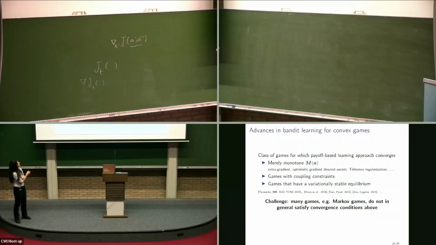Okay, and over the past years, there have also been many extensions relaxing, for example, strict or strong monotonicity for convergence. For example, looking at games whose gradient mapping is merely monotone, such as convex-concave zero-sum games. Games that have coupling constraints, where agents have their own action space constraints, but their actions might be coupled. And games that don't even have monotonicity, but have equilibria with nice properties. But many games, such as the dynamic games that we look at, don't generally satisfy these conditions.